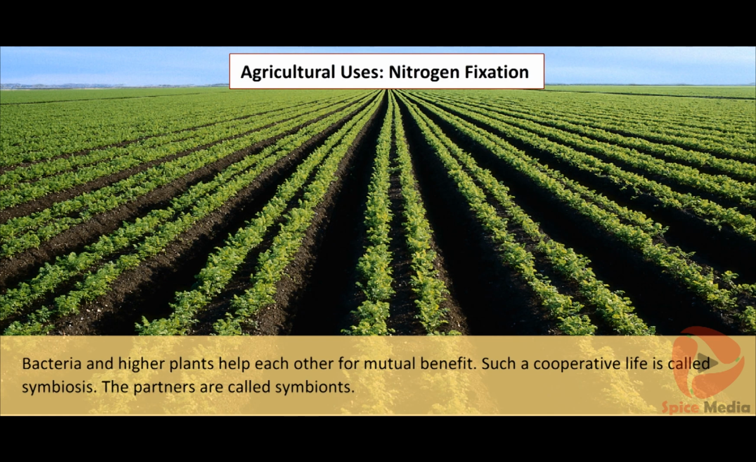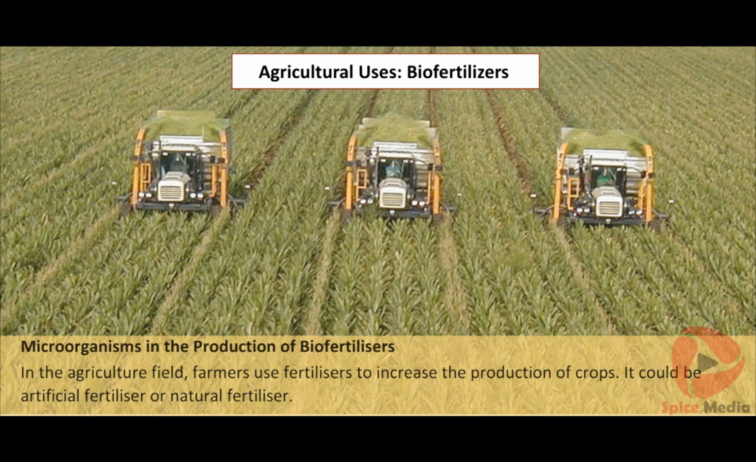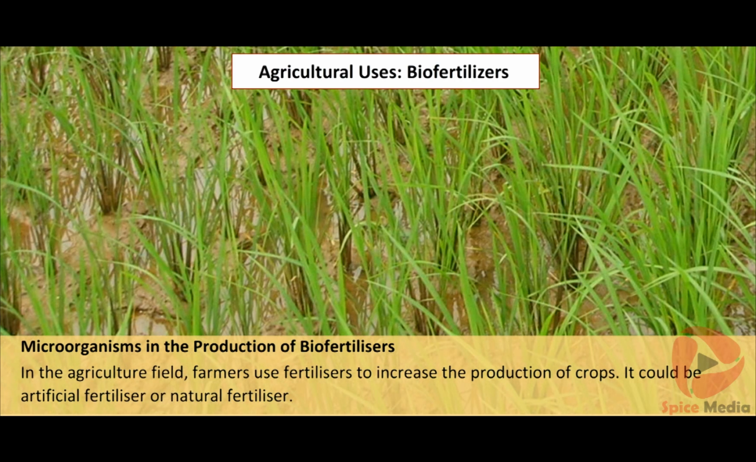Bacteria and higher plants help each other for mutual benefit. Such a cooperative life is called symbiosis. The partners are called symbionts. In the agriculture field, farmers use fertilizers to increase the production of crops. It could be artificial fertilizer or natural fertilizer.